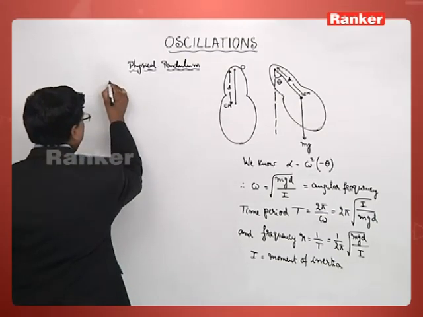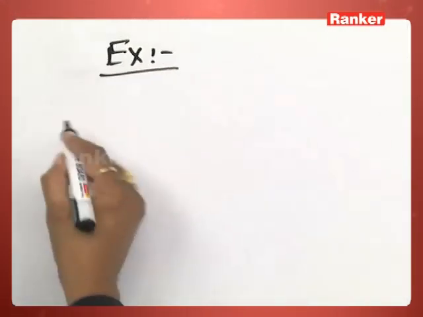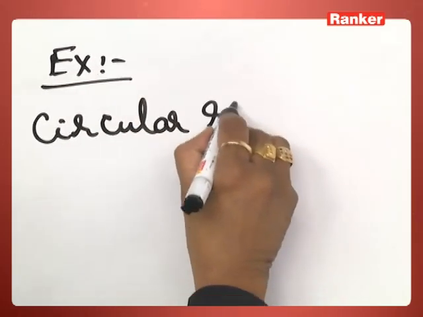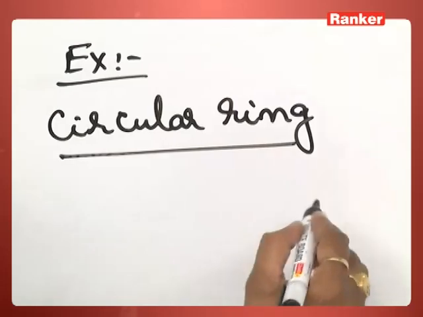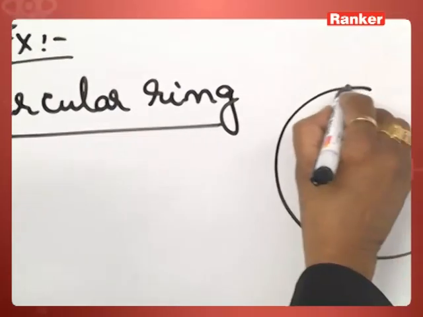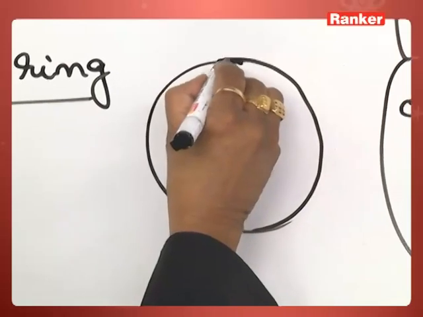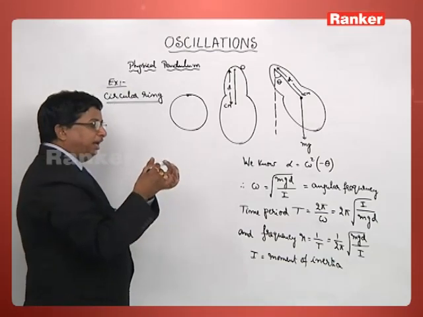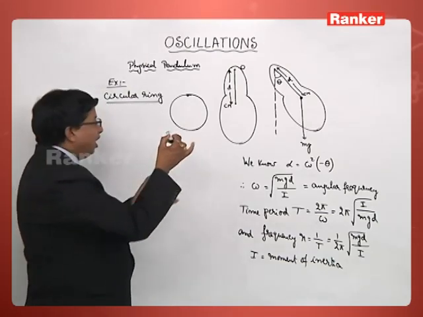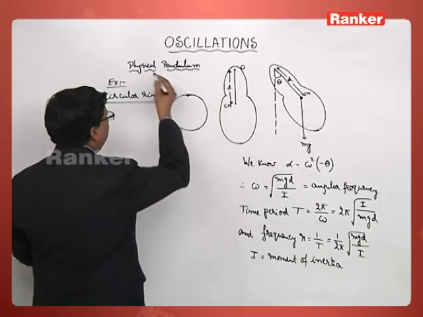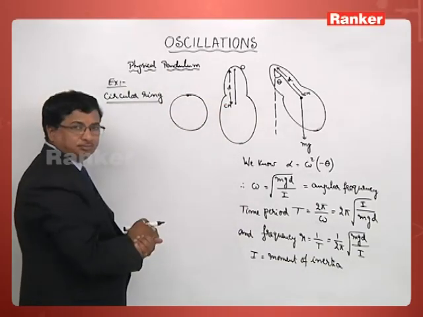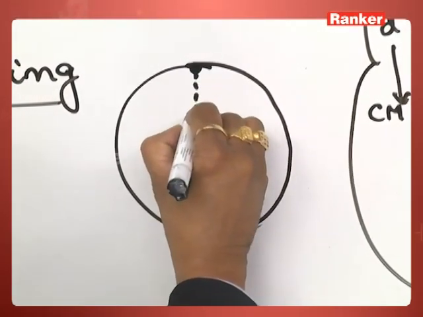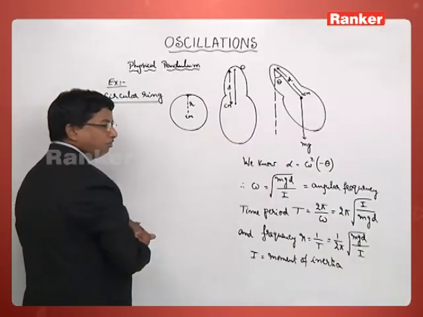Now, as an example, when we consider the very first example as a circular ring, and it is fixed over here, or put over a nail like this, and is now oscillated, that also becomes a physical pendulum. And this being the center of mass point of the circular ring, this distance now becomes its radius.